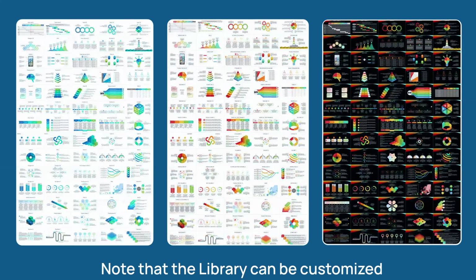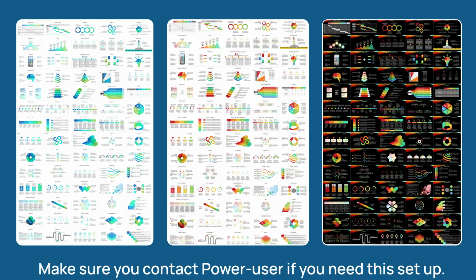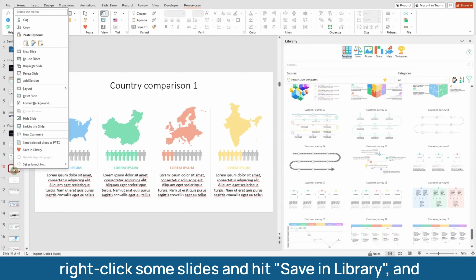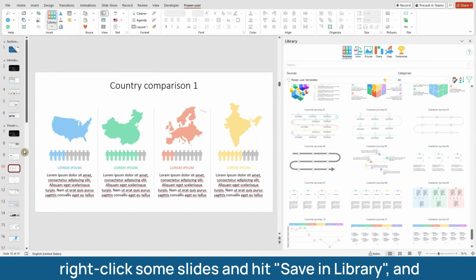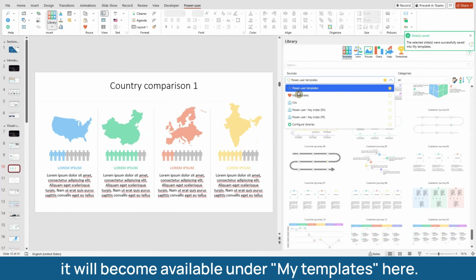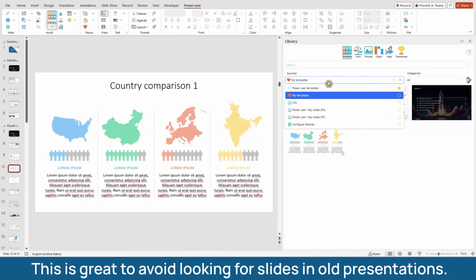Note that the library can be customized to your company's visual identity. Make sure you contact Power User if you need this set up. To customize the library with your own slides, just right-click some slides and hit Save in Library, and it will become available under My Templates here. This is great to avoid looking for slides in old presentations.